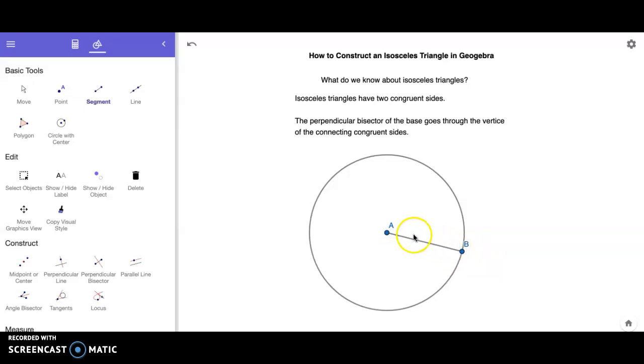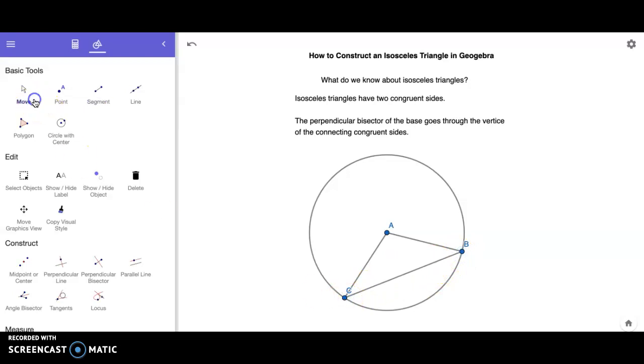But again, we know that if we make another radius at any point in the circle, it's going to be congruent to AB. So we're going to make another segment, and you can choose any point on the circle. I'm just going to choose my point here. And now we're going to connect these two points to give us our isosceles triangle.